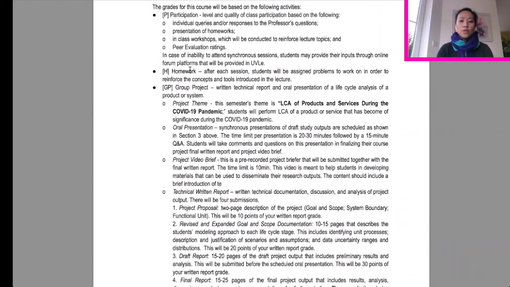Next is homework. After each session, or actually as scheduled that you have seen above, you will be assigned problems to work on in order to reinforce the concepts and tools that are introduced in the lecture.